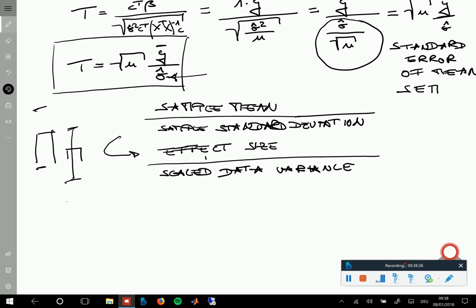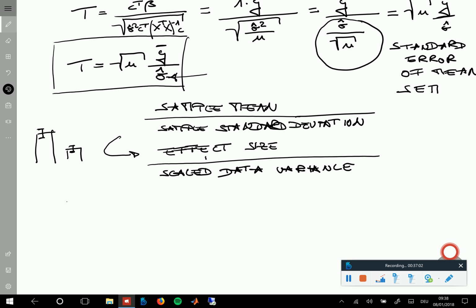Now, if you have the same thing with much less data variability, then you would say, okay, now the difference between these bars is still the same, but the data variability is much lower, so that looks more meaningful. So that's the first thing.